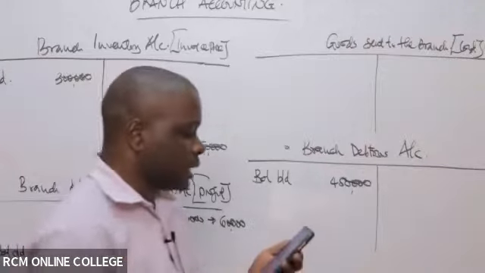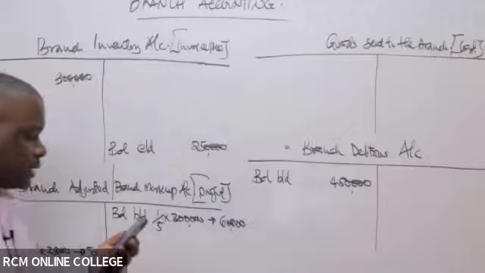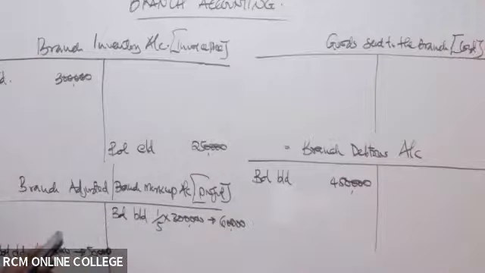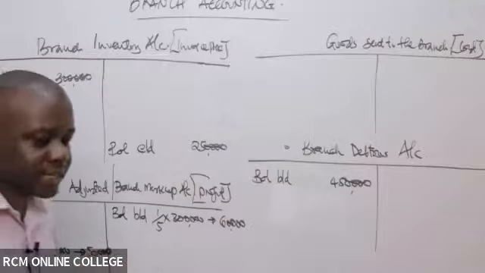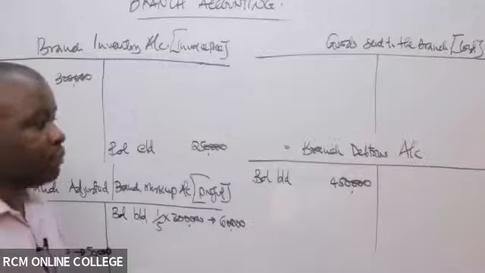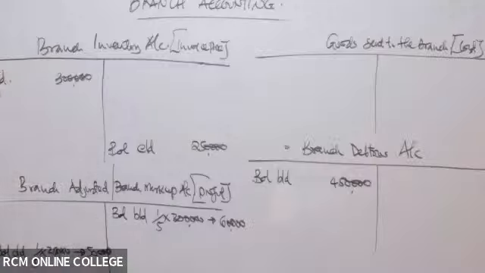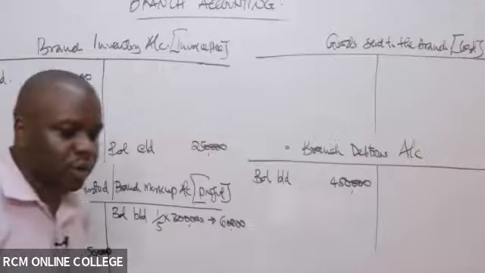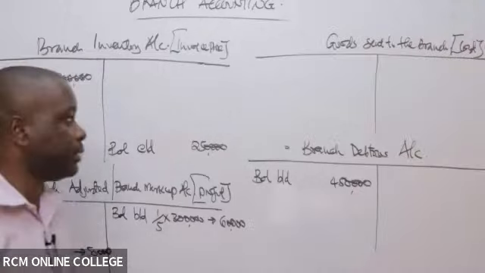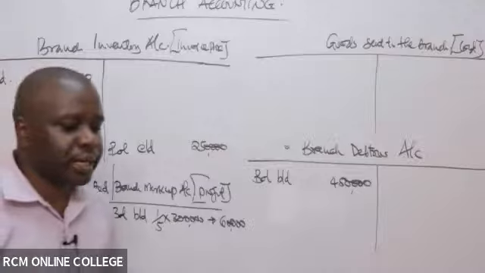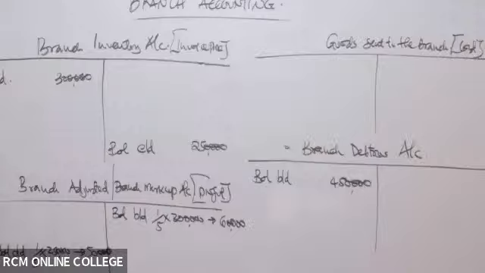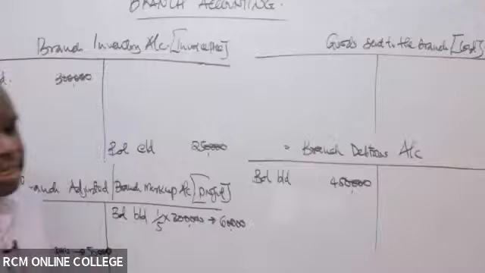You're told goods sent by the head office to the branch at invoice price were actually 2.5 million. Whenever goods are sent to the branch, what do we do? If you look at your journal entries, whenever goods are sent to the branch, we debit which account? The branch stock account. So we'll be able to debit here.